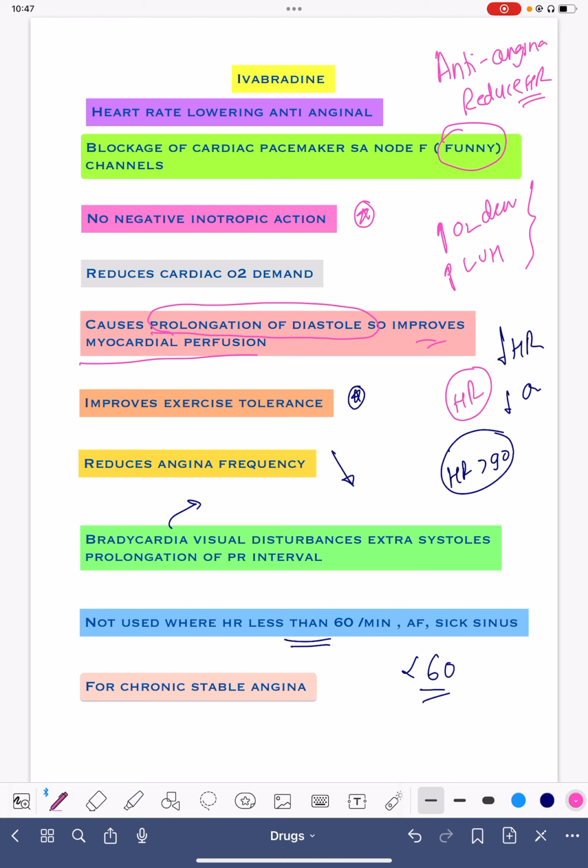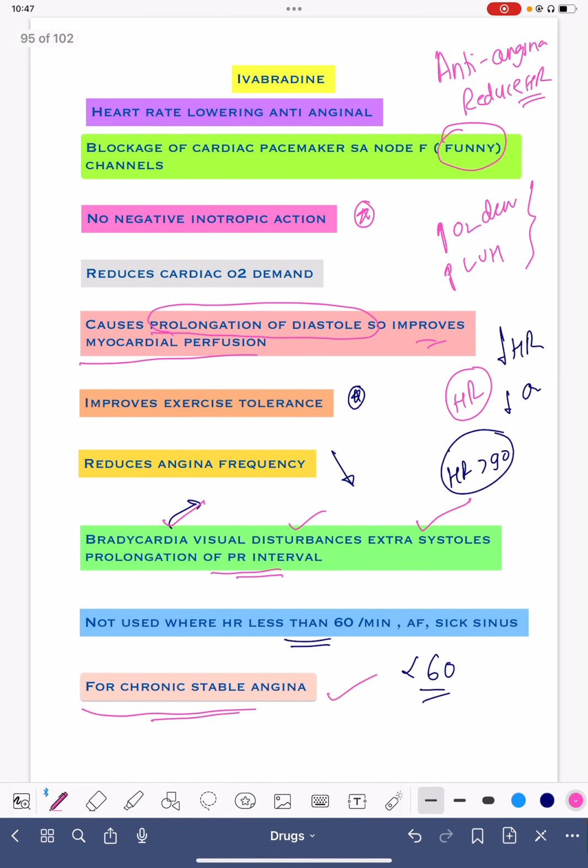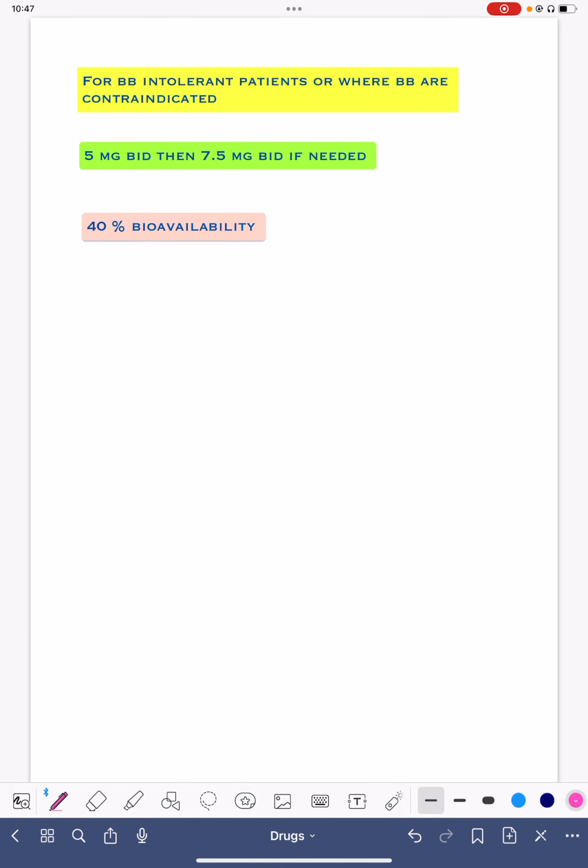The common side effects of this drug are bradycardia, visual disturbances, extrasystole, and prolongation of the PR interval. But most of the time, this drug has to be carefully monitored from time to time, and these symptoms are not a problem. This drug is best for chronic stable angina because we have already mentioned how it works.